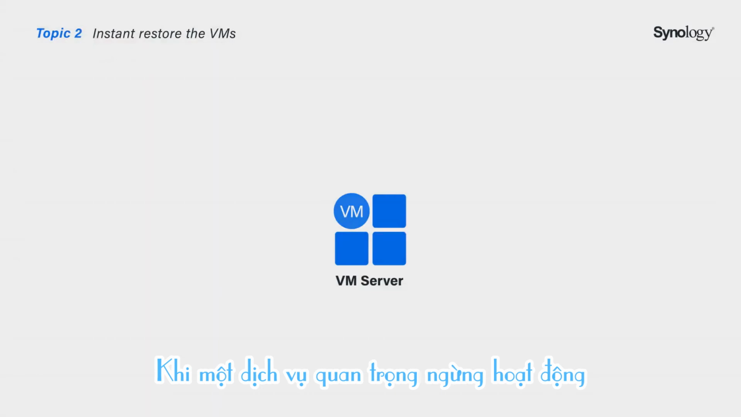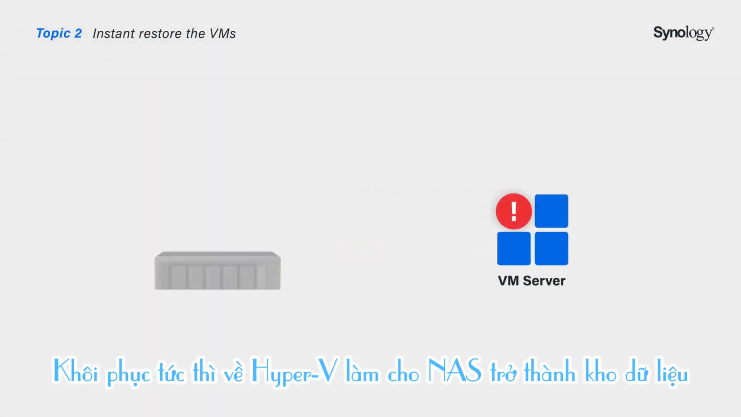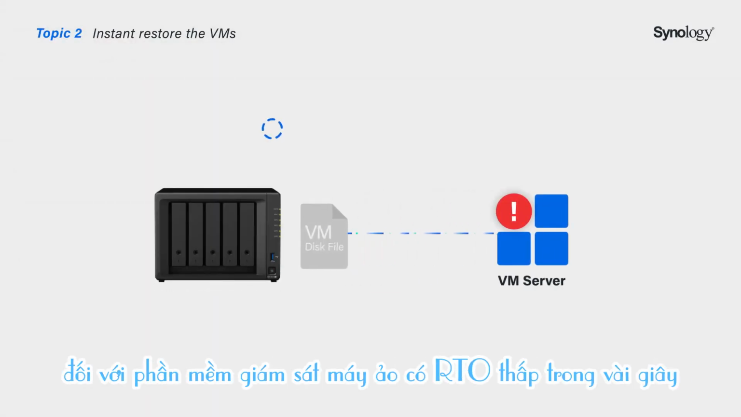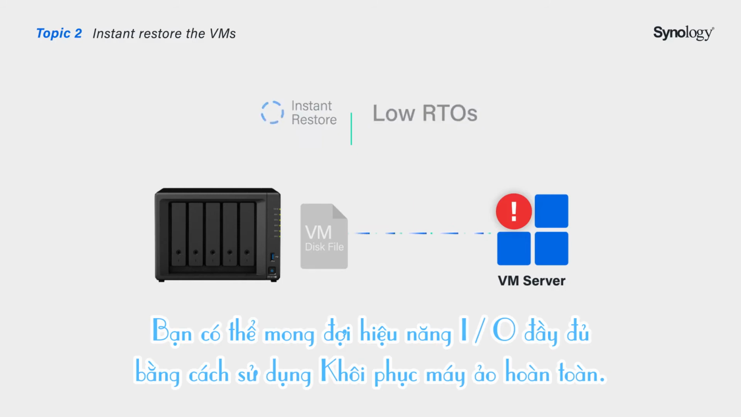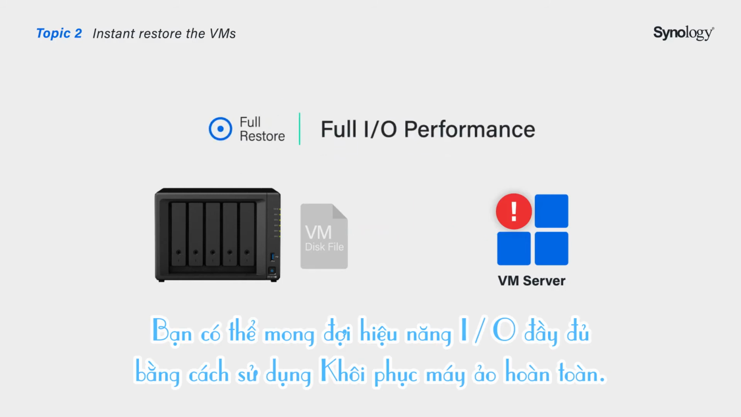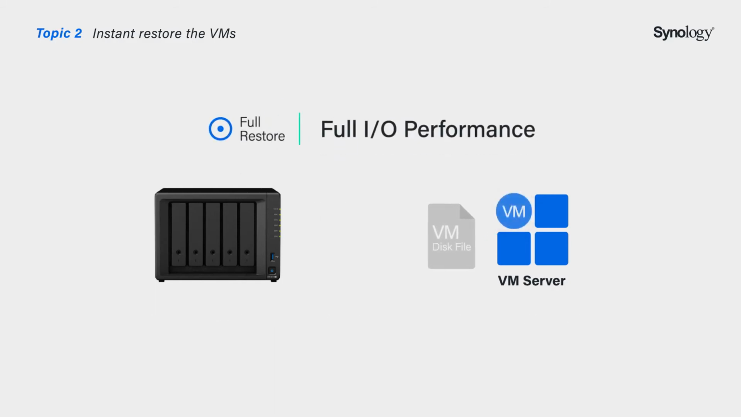When a critical service is down, Instant Restore to Hyper-V makes the NAS a data store for the hypervisor with a low RTO of a few seconds. But the I/O performance might be limited. You can expect full I/O performance using the full virtual machine restore.